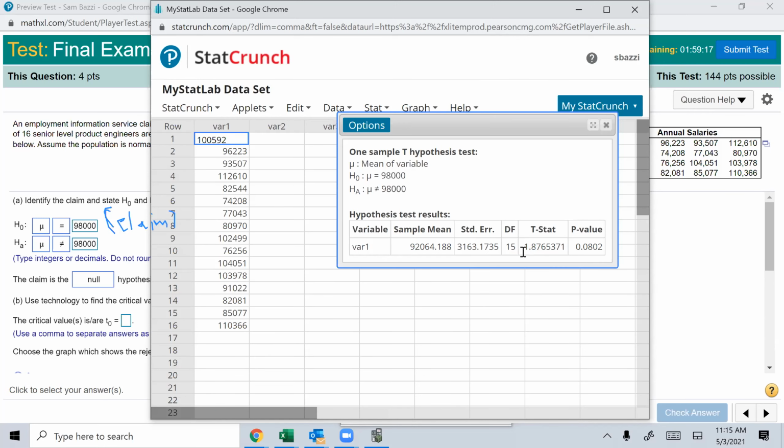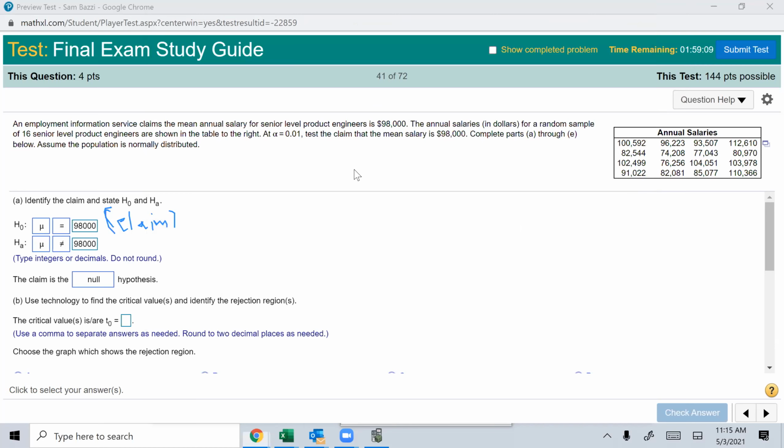And the test statistic, guys, is negative 1.877. The p-value is 0.0802. And let's see what alpha is here, 0.01. So 0.0802 is bigger than alpha. You fail to reject the null hypothesis. And you say there is not enough evidence to reject the claim. So anytime you fail to reject H0, you start with there is not enough evidence. And anytime you reject H0, you start with there is enough evidence.